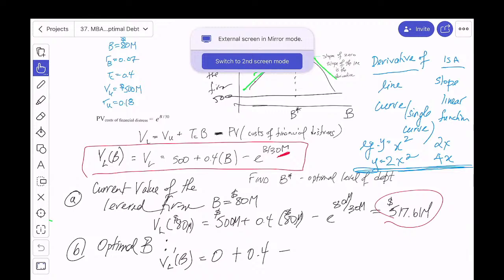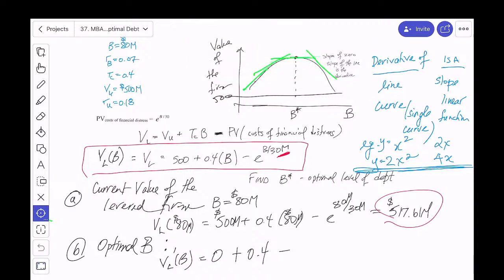So here we are. We left off taking the derivative of this function. The derivative of 500 is 0. The derivative of 0.4b is 0.4. And the derivative of this, remember, we looked at this, is just e^(b/30), and I put the 1/30 in front. Now I need to set this to 0 and solve for b.